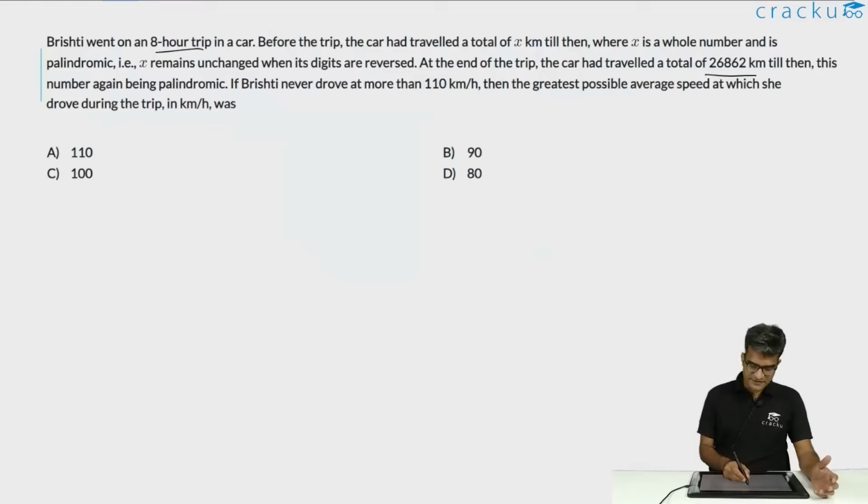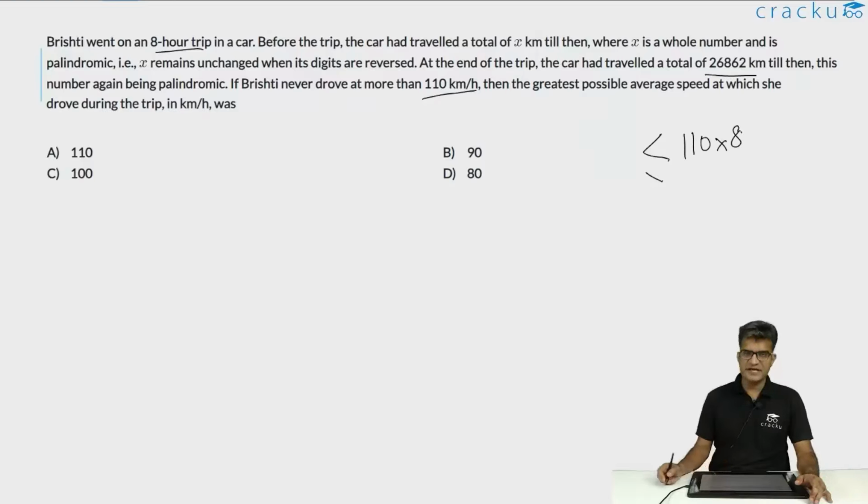We are told that she never drove at more than 110 kilometers per hour. What does this imply? This implies that the total distance traveled has to be less than or equal to 110 into the time, which is 8, which is 880. So the total distance that she traveled in this trip cannot be more than 880. So what would this imply?